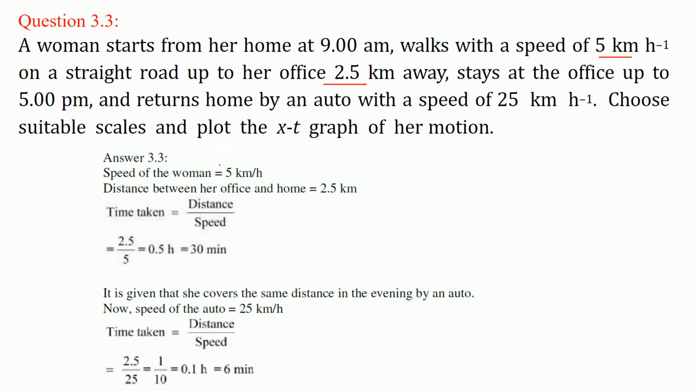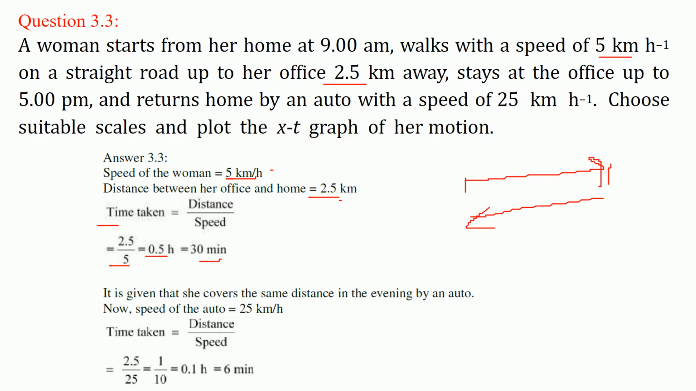When she is walking, the speed of the woman is 5 km per hour. The distance from her house to the office is 2.5 km. We know that t equals d by s, time equals distance by speed. We just put these two values and we get 0.5 hour. 0.5 hour, or half an hour, is just 30 minutes. Now she has to cover the same distance, that is 2.5 km, which will remain the same.